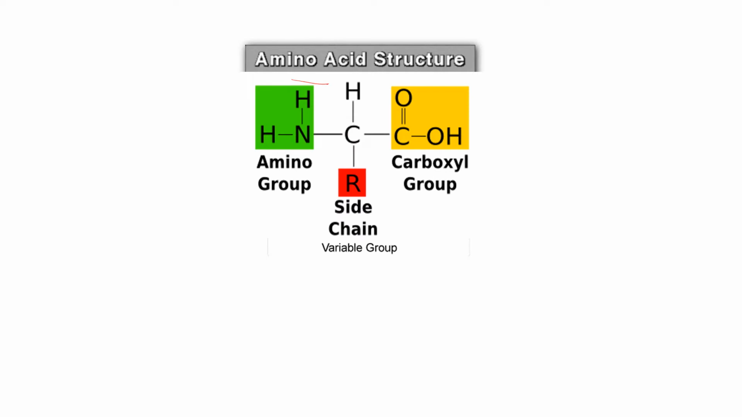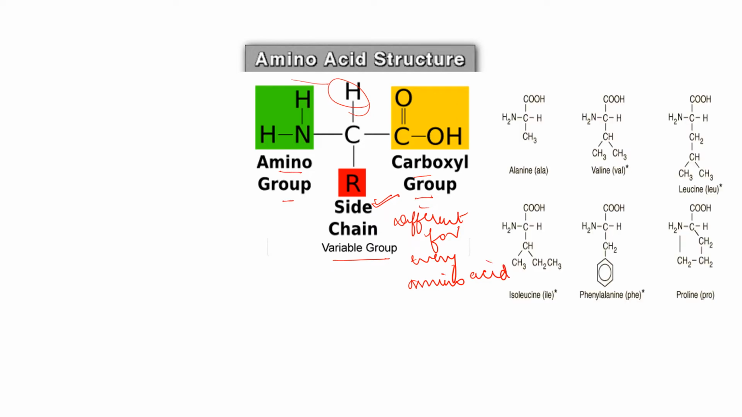If we first see the amino acid structure, this is the basic structure of an amino acid. It consists of an amino group, a carboxylic group and an H, plus it consists of an R side chain. This R side chain is a variable group. It keeps on changing depending upon the amino acid. It is different for every amino acid, and this is the part which forms the different amino acids.